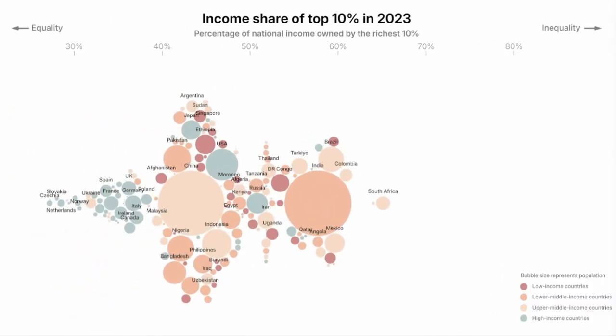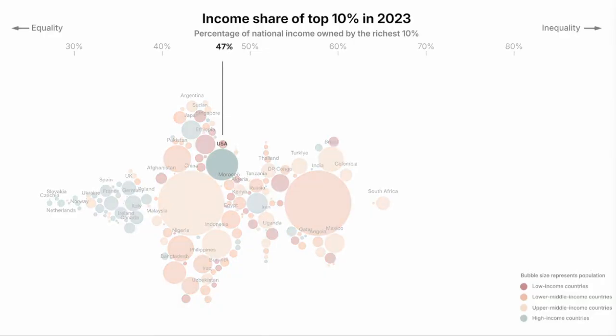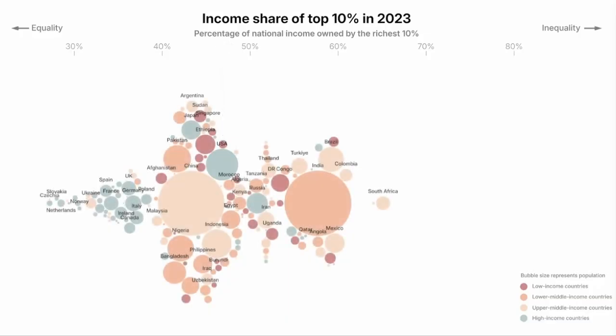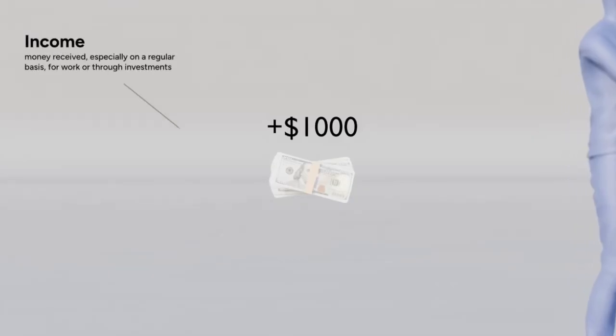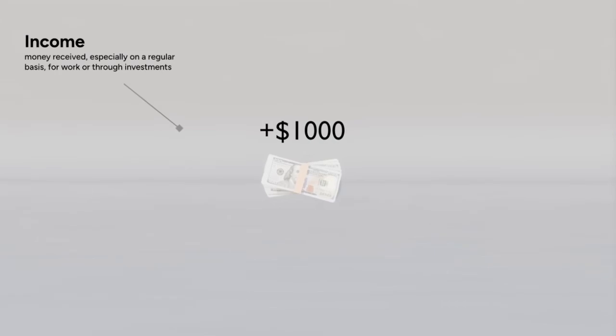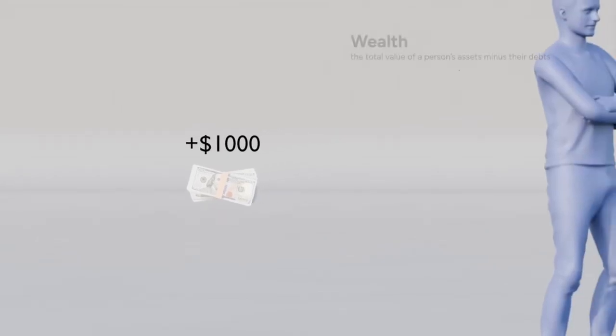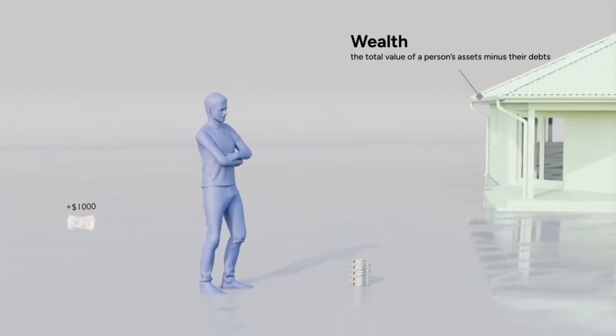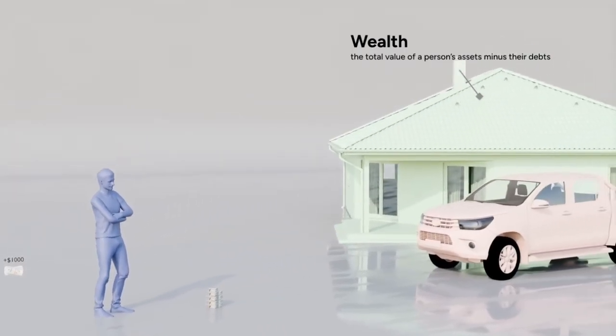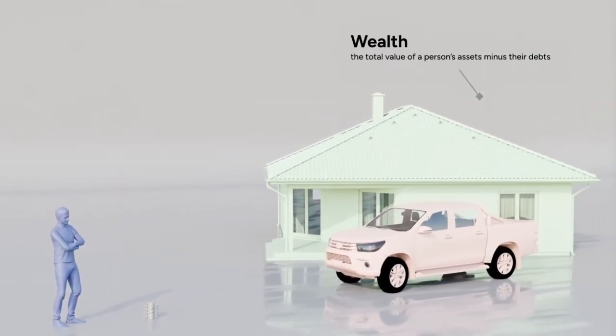The bubbles now show how much income the top 10% earn in each country. In the US, the top 10% get 47% of the income. The country with the highest income inequality is South Africa, where the top 10% get 65% of the income. And we're talking about income, which tells you how much money someone earns. But we should also look at the wealth, the accumulated worth of everything you own. It includes your savings, but also your house, your car, and your investments, making it arguably a better indicator of inequality.